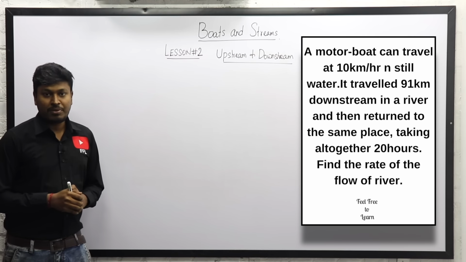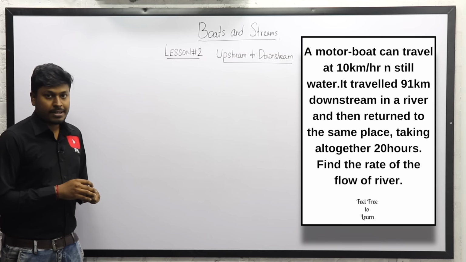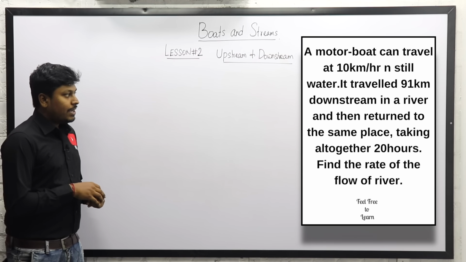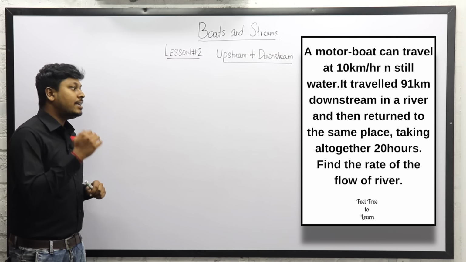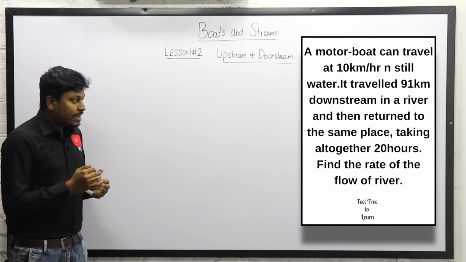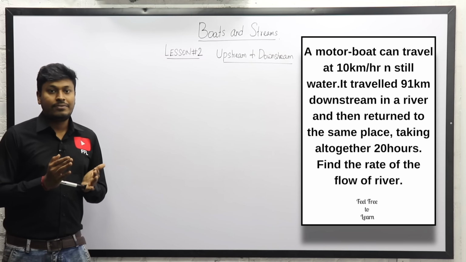Here is question number 4. A motorboat can travel 10 km per hour in still water. It traveled 91 km downstream in a river and then returned to the same place. Taking together, it takes 20 hours. Find the rate of flow of the river.